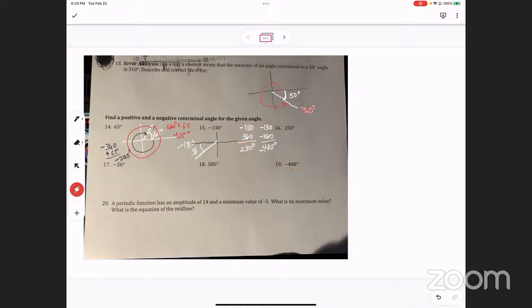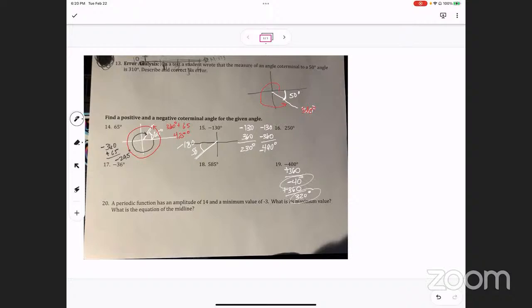Okay. And if this one didn't happen to be positive yet, like in number 19, when I try to add 360 to it, I'm still going to be negative. It's still going to be -40. So I have to do it again. Add another 360 to it, and you get positive 320. Okay. Does that make sense? So there's one of your negative ones, and there's your positive one. You just saved some time.